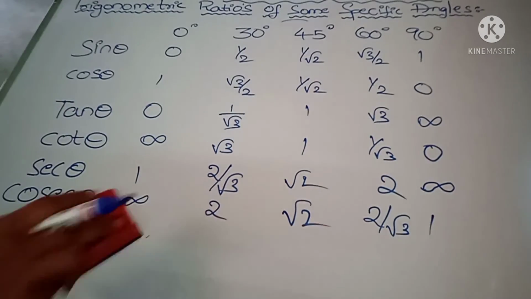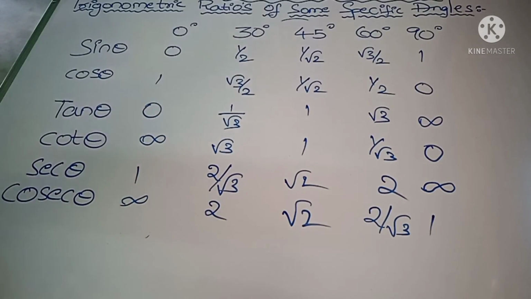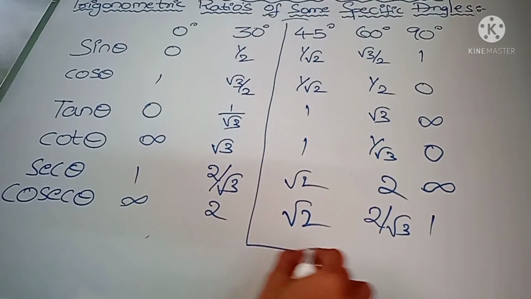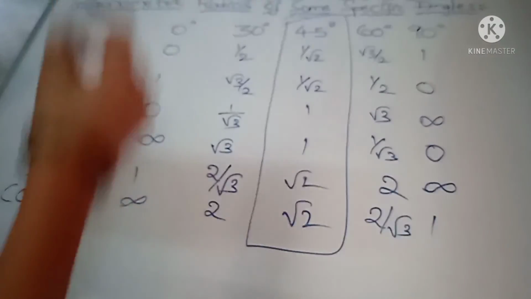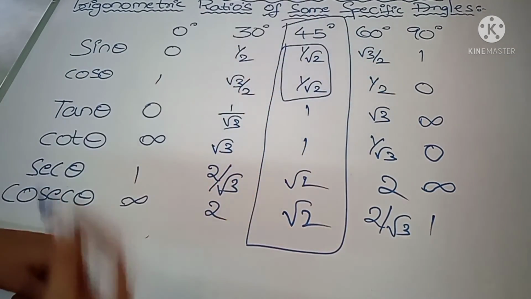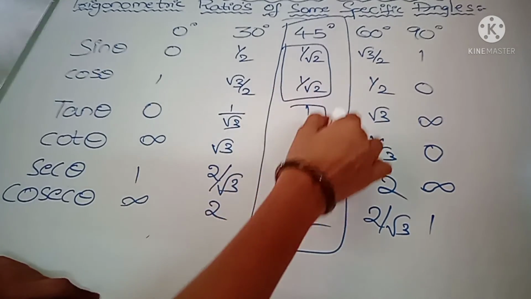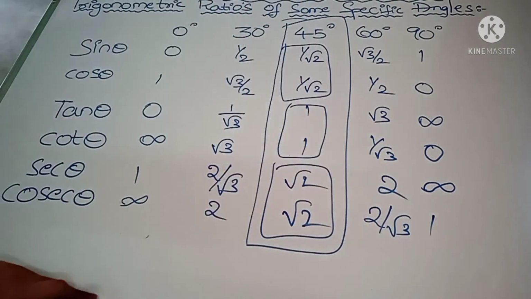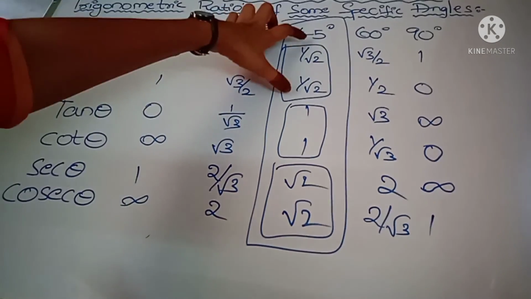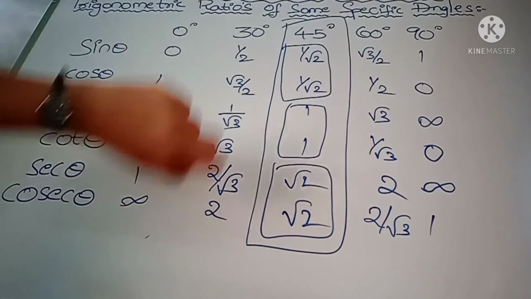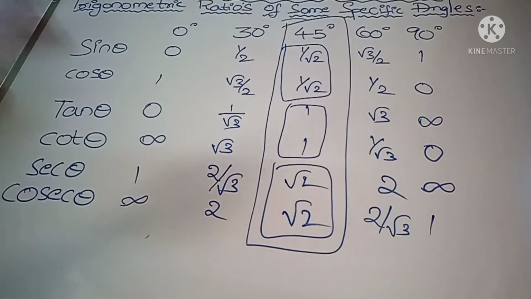See here, just observe this 45 degrees. In this 45 degrees, sine and cos are equal, tan and cot are equal, and secant and cosecant are equal. So for 45 degrees, sine, cos, tan, cot, secant and cosecant values are always equal. So this is the method.